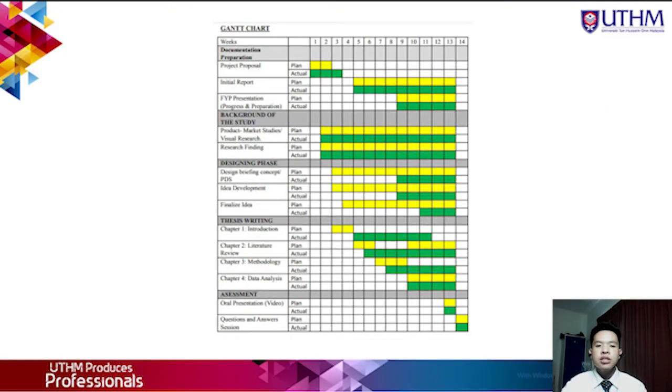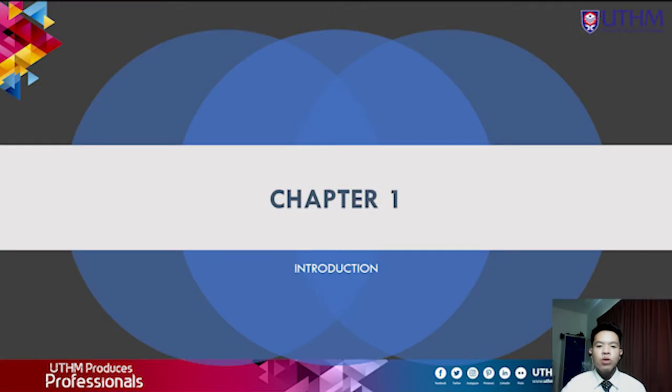So, this is our Gantt chart that shows the progression of the project from week 1 to week 14. So, I will start our presentation with the first chapter. This chapter talks about our project introduction.